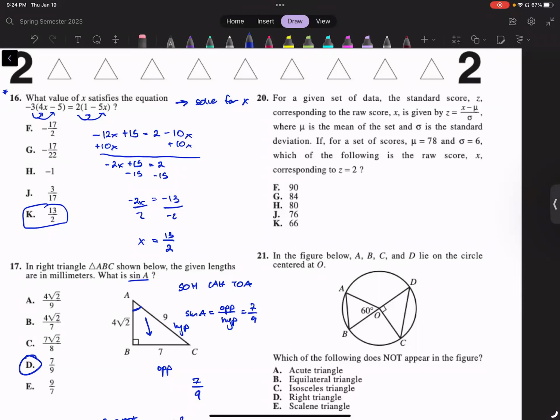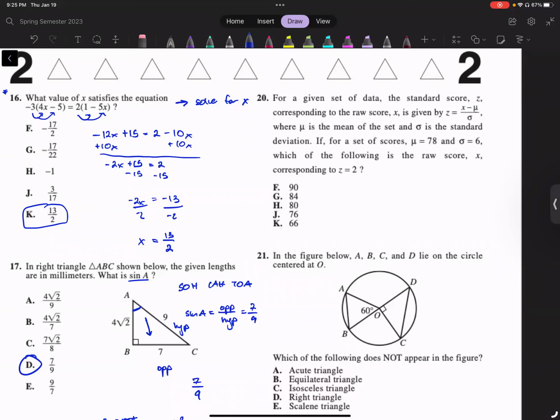So for this last question: for a given set of data, the standard score z corresponding to the raw score of x is given by z equals x minus mu over sigma, where mu is the mean of the set and sigma is the standard deviation. If mu equals 78 and sigma equals 6, which of the following raw scores of x corresponds to z equals 2? So lots of words, but this is really a standard AP, not chemistry, probability and statistics problem.